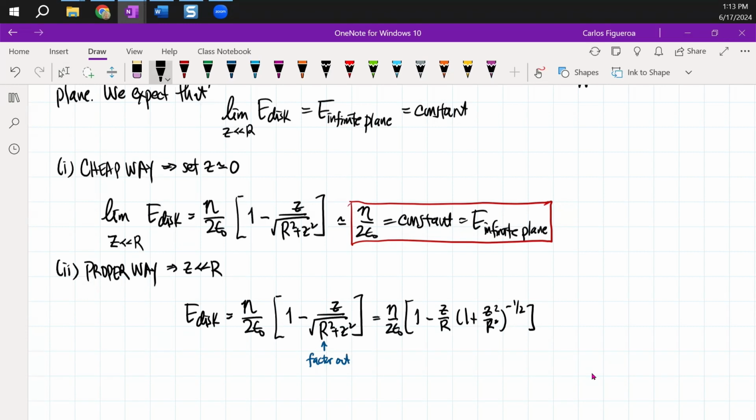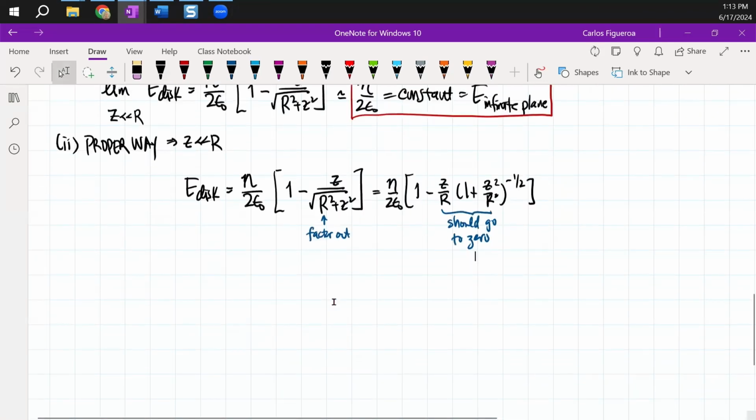So we expect that term. So if you're looking at this, we already know what the answer is. So we're expecting this term here should go to 0. So how do we know? Well, we apply the binomial expansion.